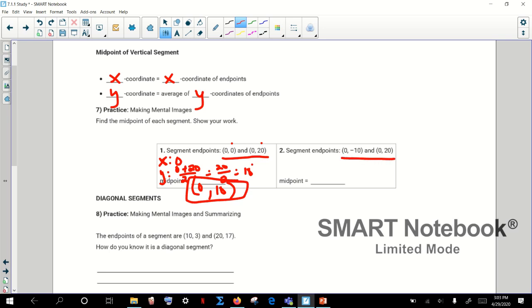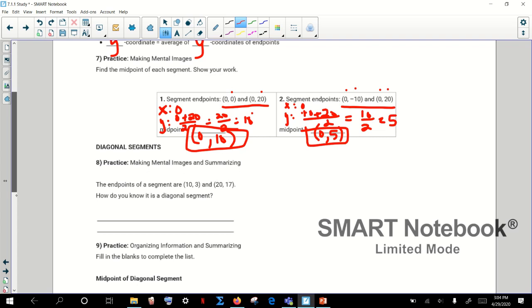All right, let's do this one. I know this is a vertical segment because the two endpoints have the same x value. So what's the x value for my midpoint? It's 0 as well. Now I just need to find my y value by finding the average of the two y values for my endpoints. So negative 10 plus 20, all divided by 2. Negative 10 plus 20 is 10. 10 divided by 2 is 5. So my midpoint for those two endpoints is (0, 5). And that's, again, for vertical segments only.